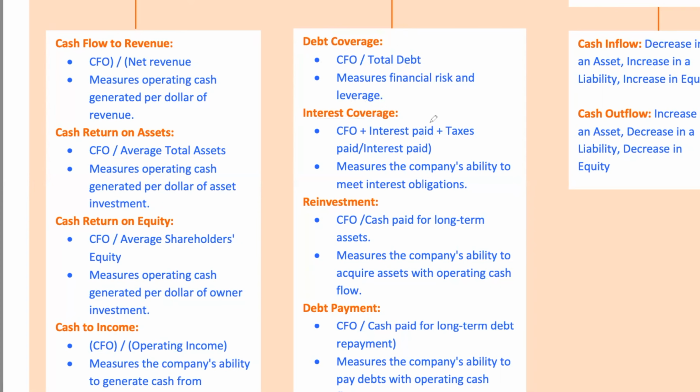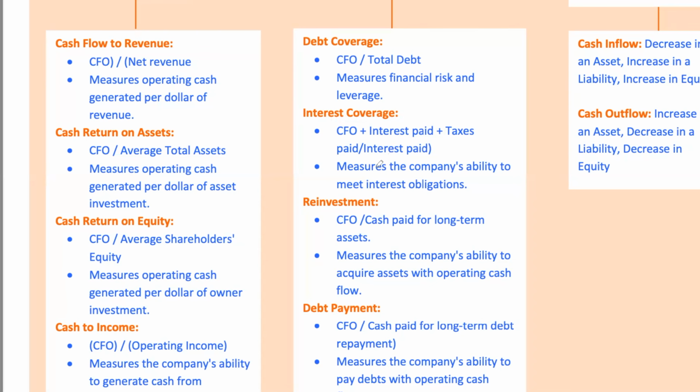Then there's the interest coverage ratio, which shows how easily a company can pay interest on its outstanding debt. For a utility company with high fixed costs, a high interest coverage ratio would indicate strong financial stability.